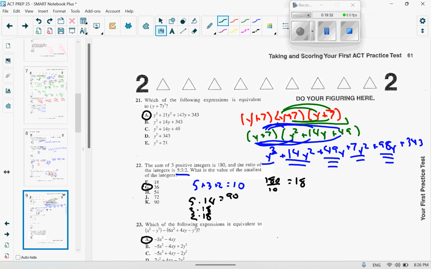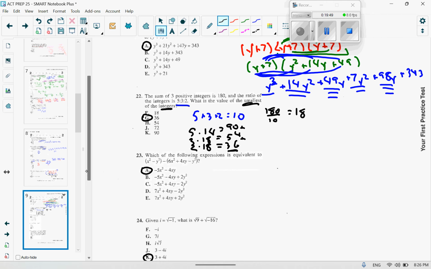So this would be 90, this would be 54, and this would be 36. If I added these three numbers together, I would get 180. The question, though, asks which one is the smallest. So that would be, of course, the 36.